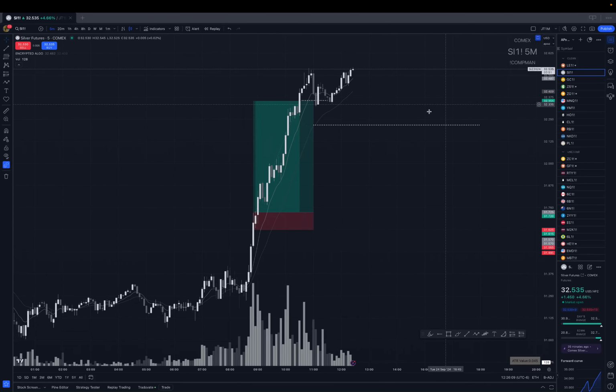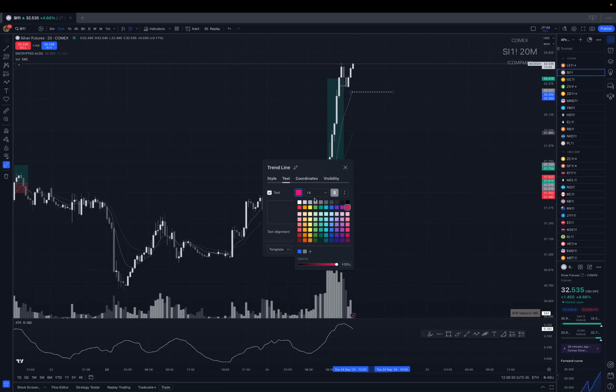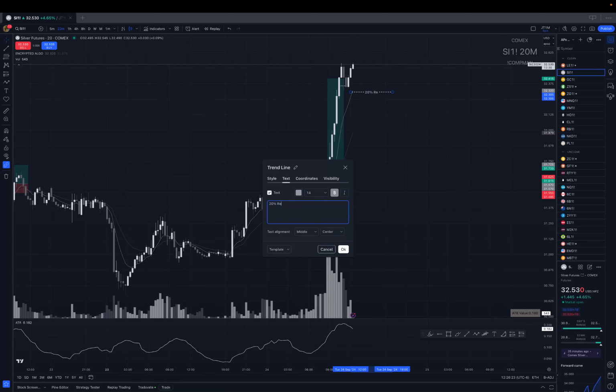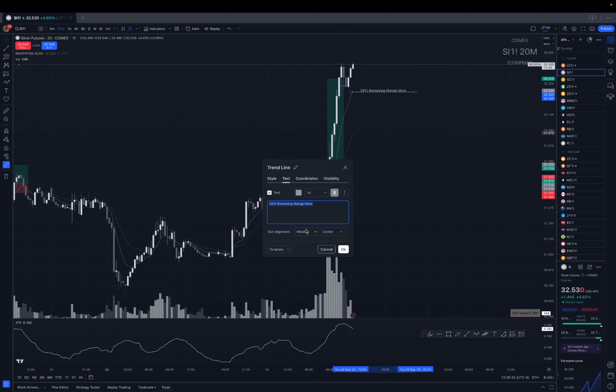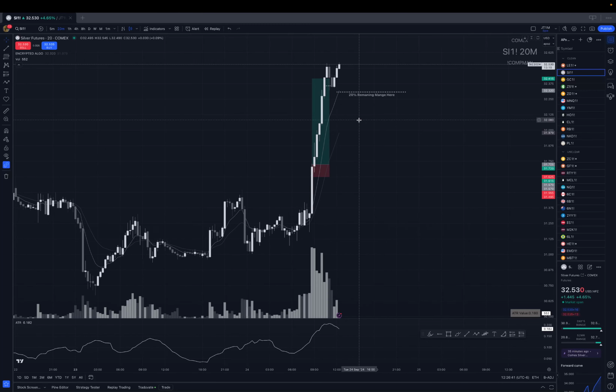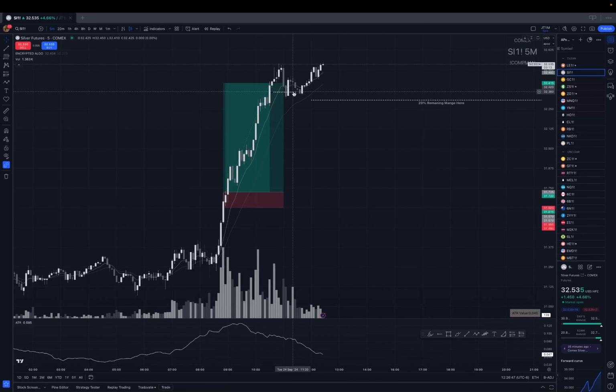Let's go check out our silver, 80% taken off there. Managing the 20% is still managed to here. Gonna manage my 20% here. I'm actually gonna add my text here, make it like gray or something. 20% remaining manage here. And then we'll do text on top, or middle or bottom. Yeah, I like the bottom, looks clean. Yeah, so that's how you manage. And then 80% was taken off here. Take my little screenshot and we're good to go.